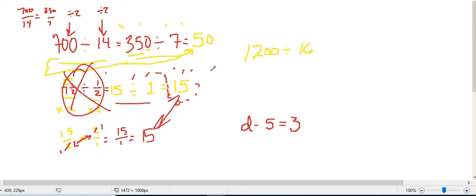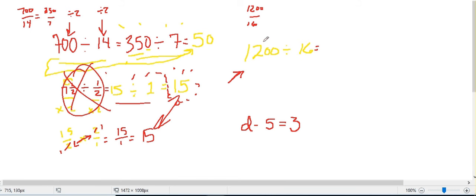Do this one. Let's try it with this. 1200 divided by 16. How could I make this problem simpler using something equivalent? Create an equivalent division problem that I could solve much easier. If it helps, think of it as a fraction. 1200 over 16. I can't just get rid of these zeros because there's not zeros down here. Can't just do that. But what would be the equivalent?